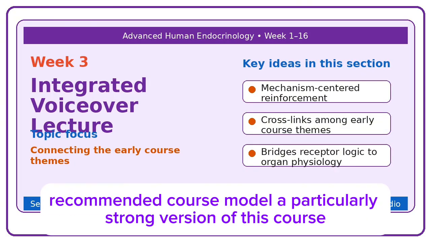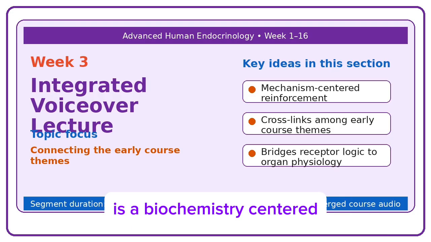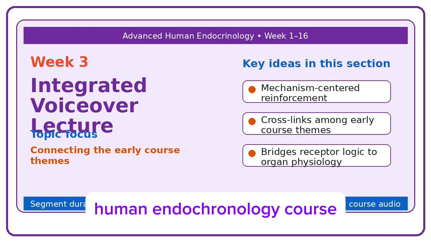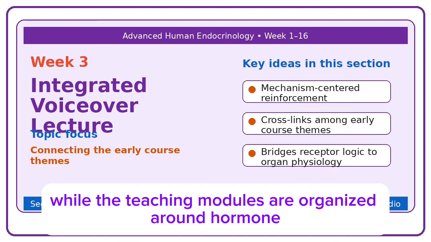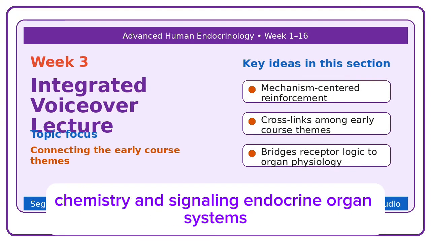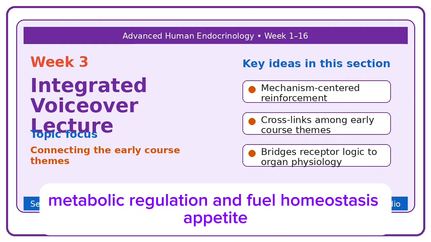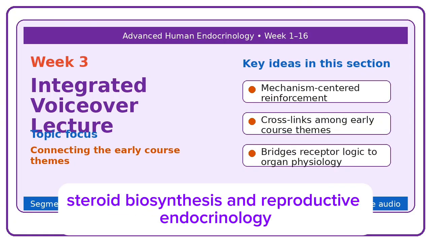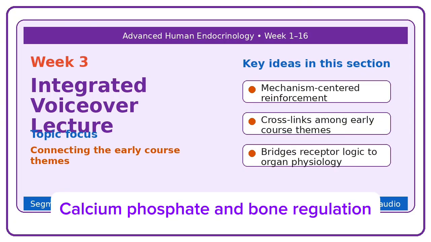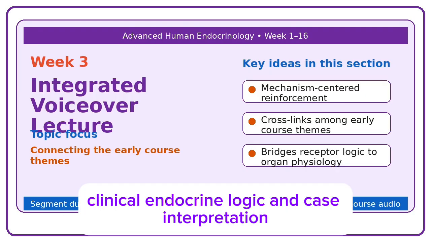Recommended course model. A particularly strong version of this course is a biochemistry-centered human endocrinology course. In this design, the textbook serves as the reference backbone, while the teaching modules are organized around hormone chemistry and signaling, endocrine organ systems, metabolic regulation and fuel homeostasis, appetite, obesity and diabetes, steroid biosynthesis and reproductive endocrinology, calcium, phosphate and bone regulation, and clinical endocrine logic and case interpretation.